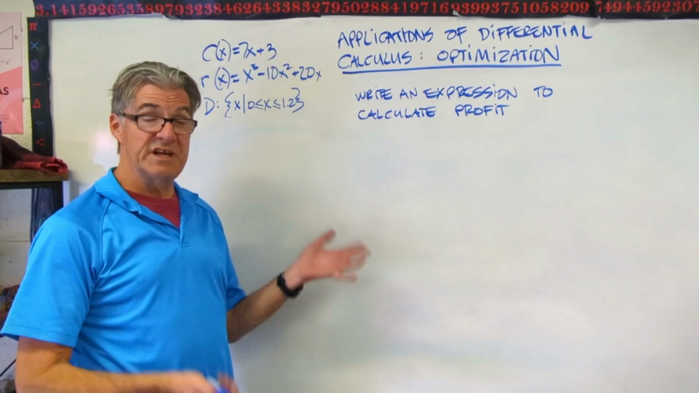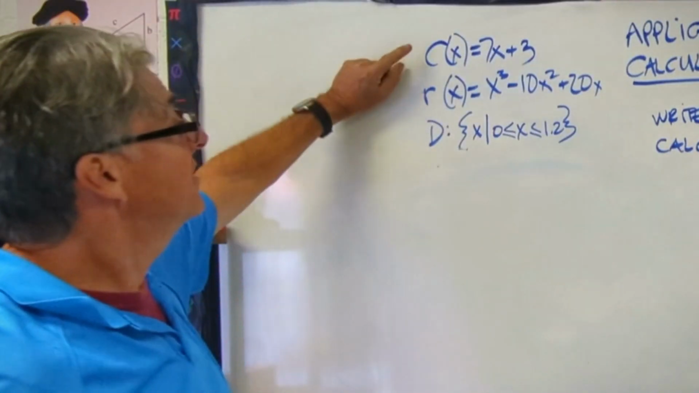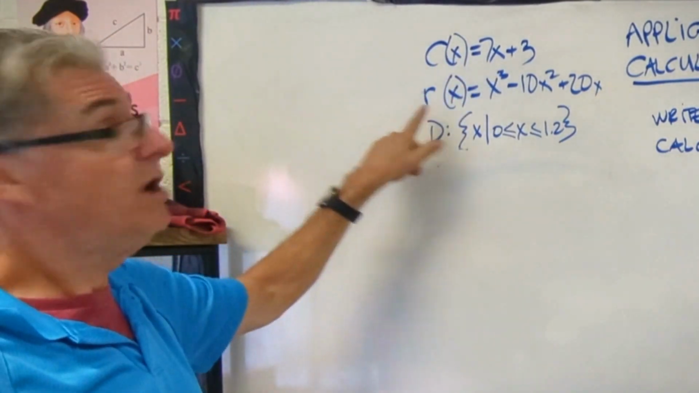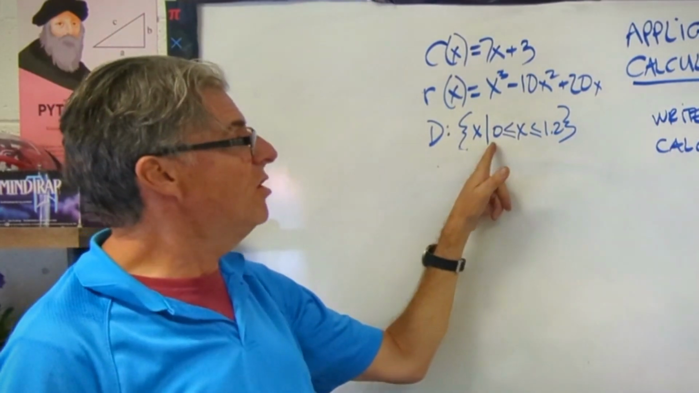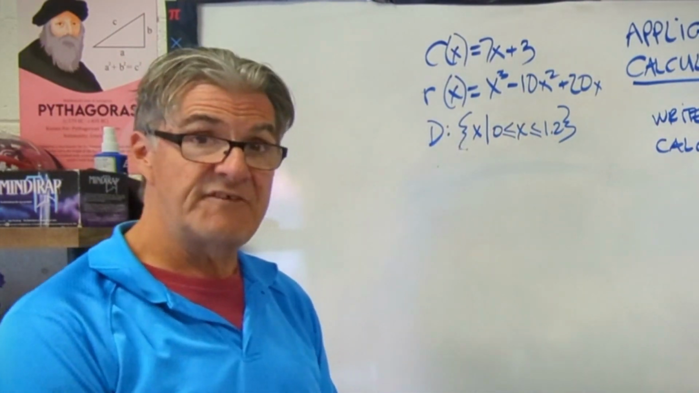Okay, I cleaned up that board to give us more space, but I summarized the important findings from that last board. Here is the cost function per batch. Here's the revenue function per batch. And then here's our domain. We could have 0 up to 1.2 batches in our factory.